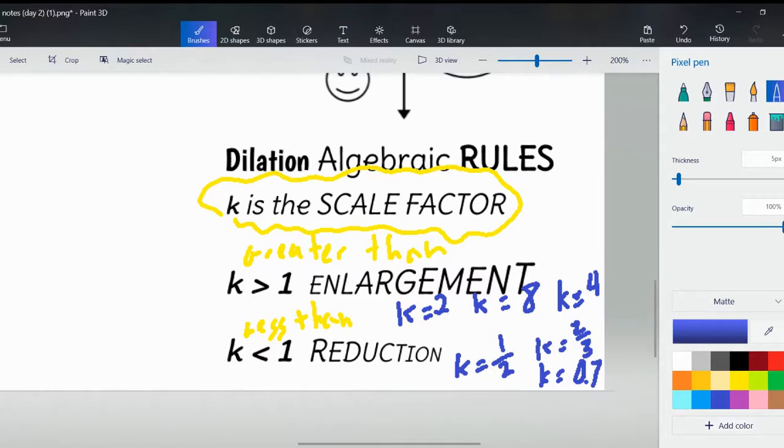We're not going to talk about negative values for K. We're only going to talk about values above 0, greater than 0. Okay, so if it's between 0 and 1, it's a reduction. If it's greater than 1, 1 to infinity, it is going to be an enlargement. It's getting bigger.